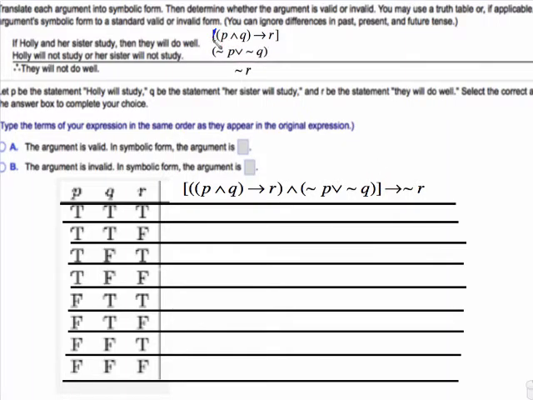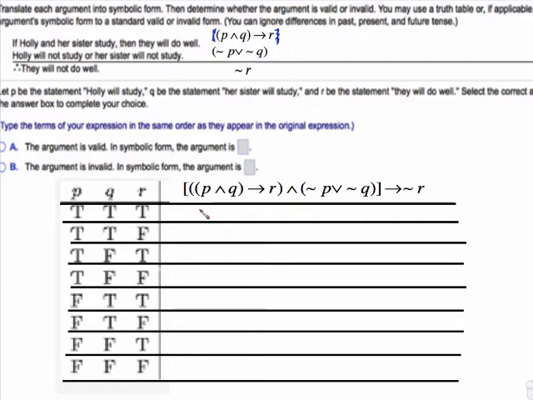I didn't need those brackets at that point. That would have been if that was all I had. So I shouldn't have typed those in. So this is P and Q, and then R, and not P or not Q. Big old brackets around all of that, and then not R.